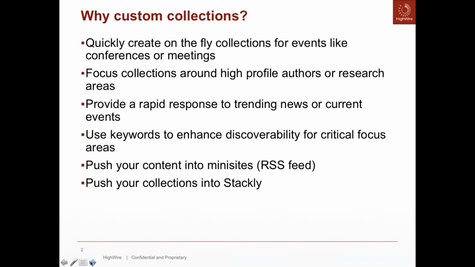So you might want to pivot your content around a conference or a meeting. You might want to create a collection around a particular author. A lot of the well-known scientific publications have authors that are highly recognized. They might get Nobel Prizes. They have all kinds of reasons that they might want to recognize an author or somebody who is really well-known in their field. The other thing they might want to collect around is a research area.